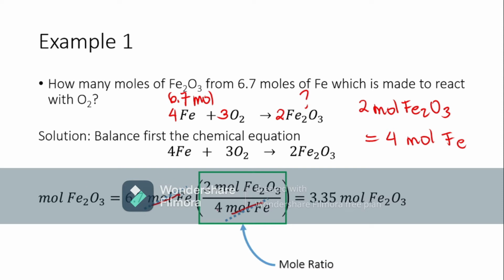6.7 times 2 over 4. So, we will have 3.35 moles of Fe2O3. So, this is now your answer. So, this is actually what we call the mole ratio. Okay? Next.